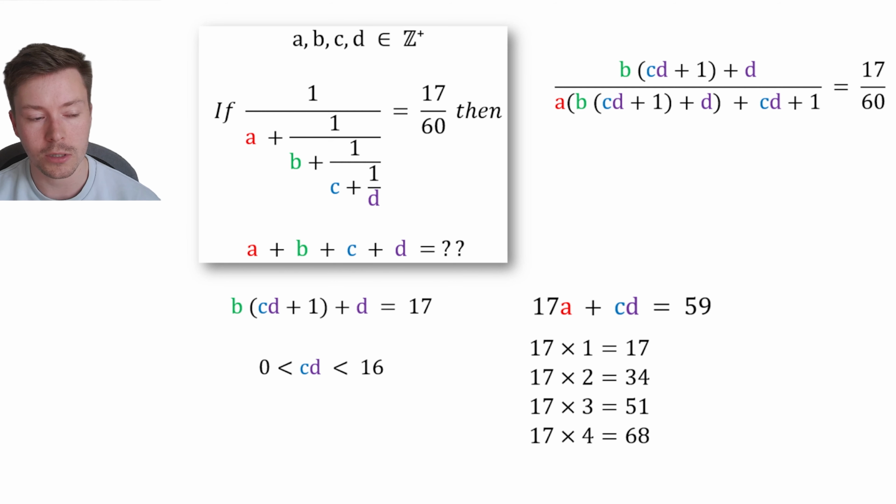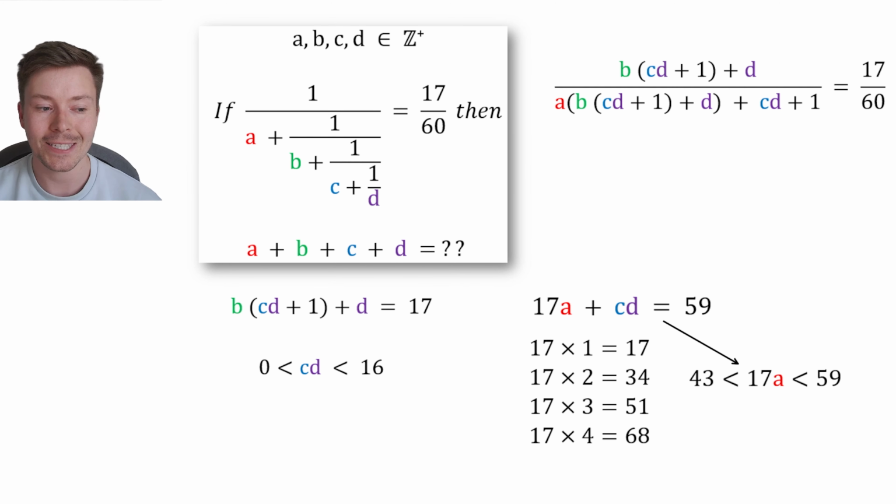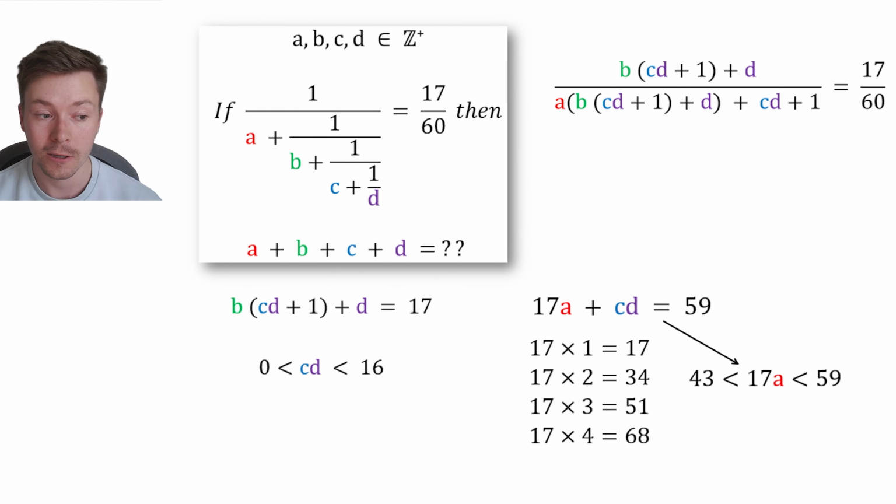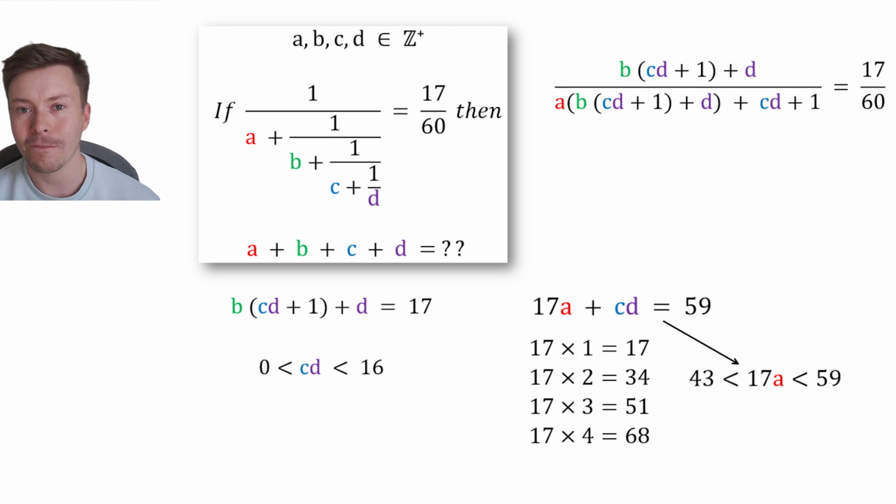If you bring that over to the other side, what we're going to get is that 17a must be bigger than 43. That's 59, take away our 16. And it must be less than 59 because CD must be bigger than 0. So we get that 17a must be somewhere in between those two numbers.